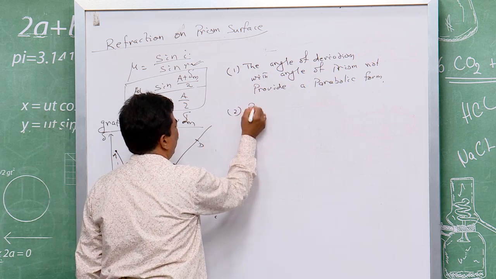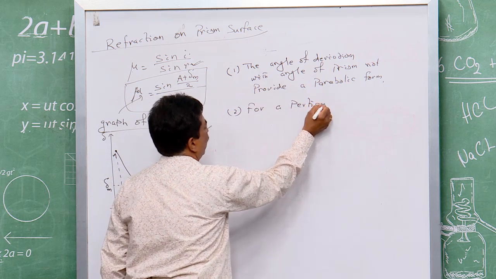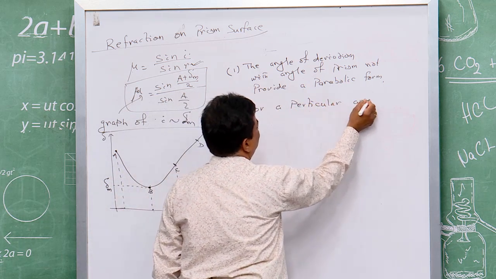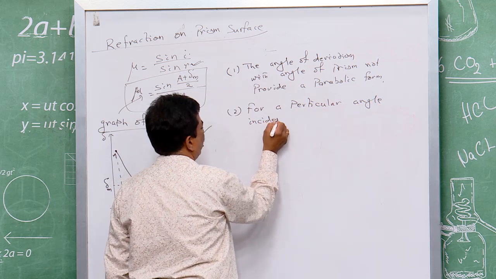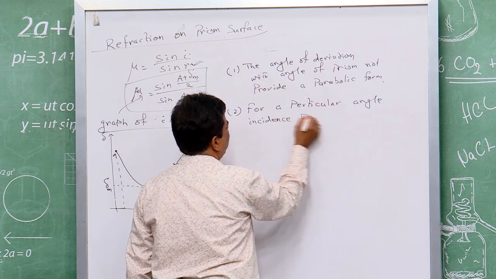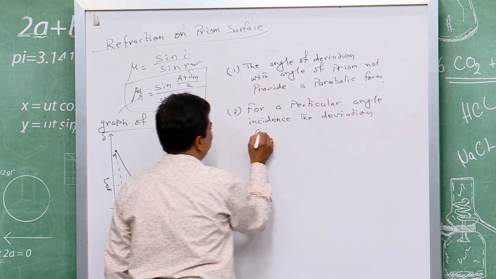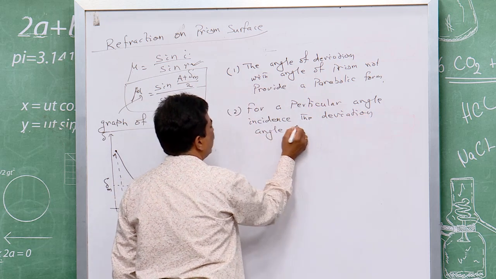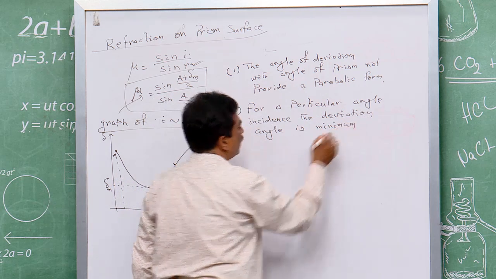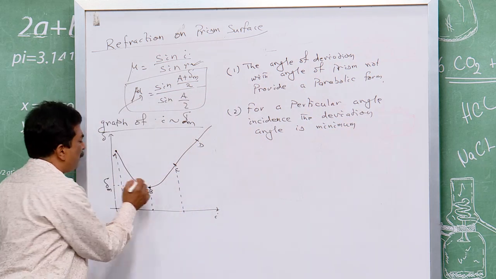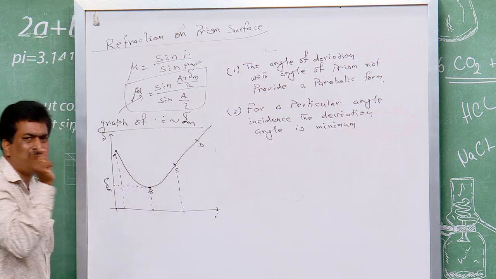Second, for a particular angle of incidence, the deviation angle is minimum. The deviation angle is minimum only for a particular angle. You see the angle of deviation is minimum only for a particular point.